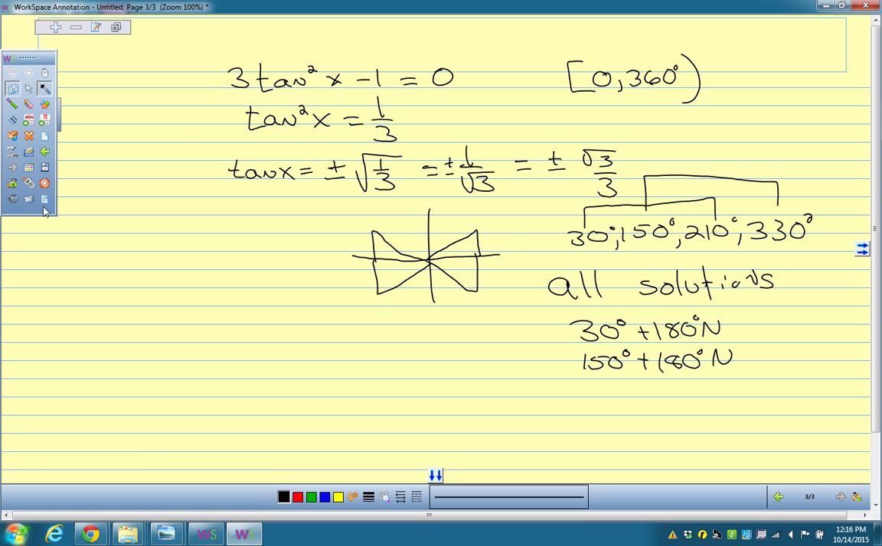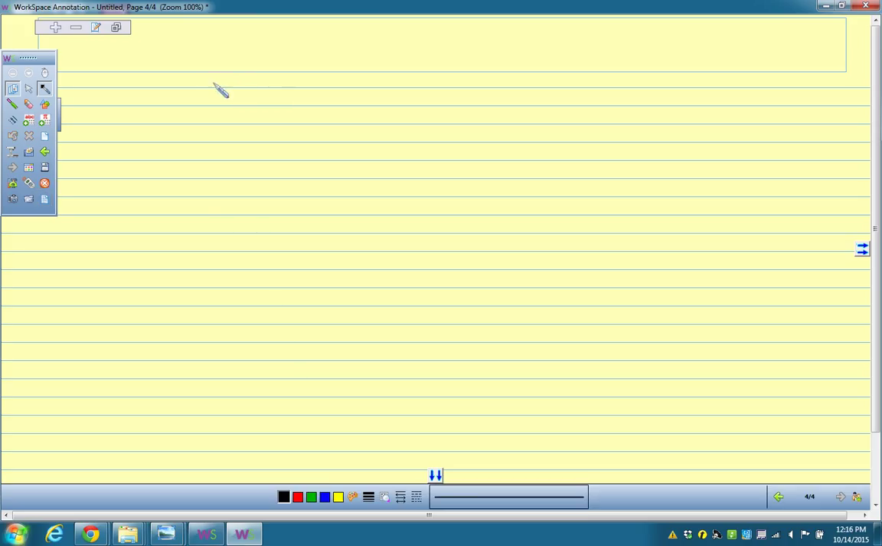So next one. I'm sorry, but I got to teach you this. There's a lot. Okay? Next one: cotangent of x cosine squared of x equals 2 cotangent of x. Who wants to tell me what to do with that one?